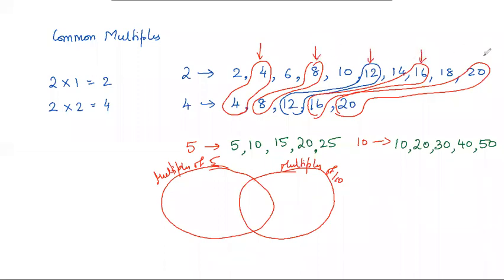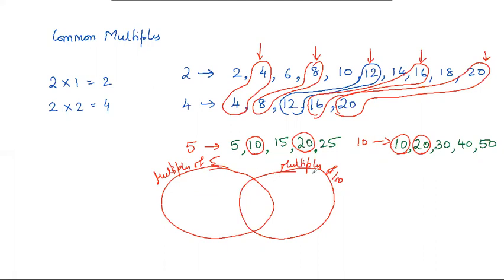For 2 and 4, we have found some common multiples, right? The same way, the common multiples you can place in this common space. Fine. Now, let us first identify the common multiples. Which are the common multiples? Here you can see 10 and 10, right? Same way, here is a 20. And is there a 20 here? Yes, 20 is here as well. So, which are the common multiples over here?